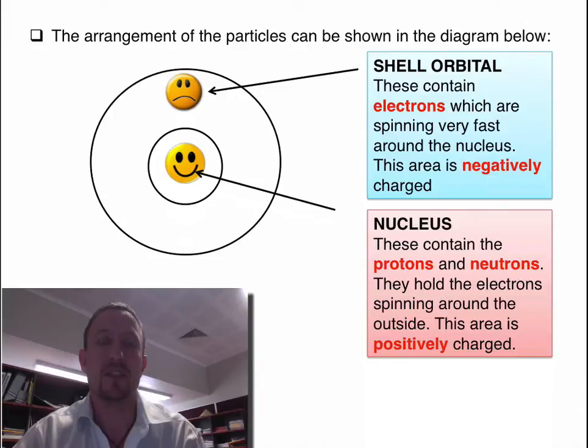So that gives us a rough idea as to the structure of the atom. Join me in activity 5 when we're going to be looking at the periodic table, and we'll look in more detail at how the periodic table shows us the number of protons, neutrons and electrons within an atom.